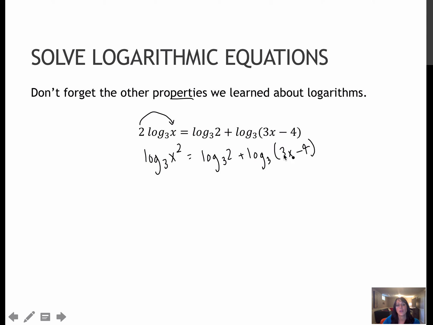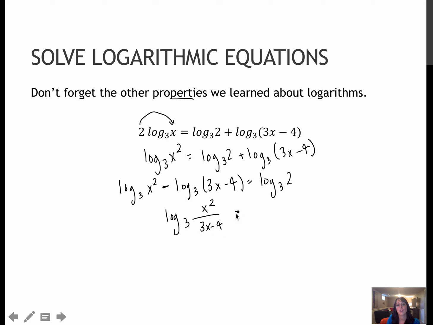4. I don't like that I have x's on each side, so I'm going to subtract this value over. So I have log base 3 of x squared minus log base 3 of 3x minus 4 equals log base 3 of 2. This side, I'm now going to do some combining. This is subtraction, which means division. So this is now log base 3 of x squared over 3x minus 4 equals log base 3 of 2.